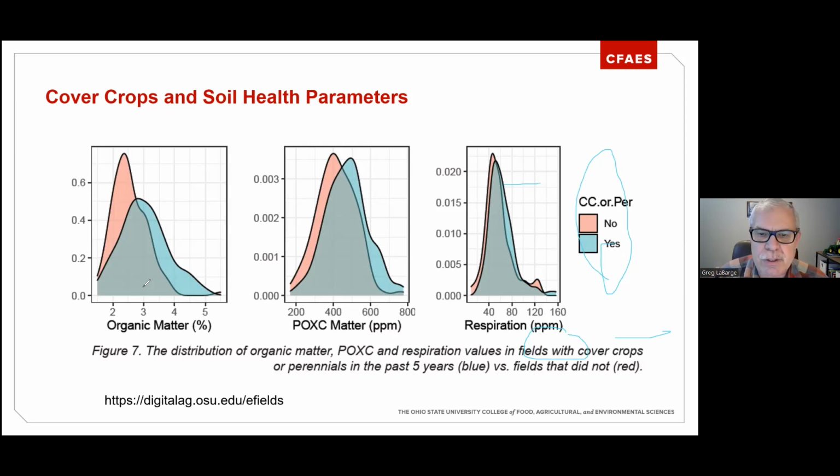POX, the center chart. With POX, what we have is a representation of the mineralizable organic matter in the soil. So that's what's going to be turning over nutrients. And once again, a higher number is better, and we see a shift to the right with fields that have cover crops in it. Respiration would be that biological microbial activity in the soil. Not quite as strong a signature as what we see in the other two, but certainly we do see a shift in that parameter as well.